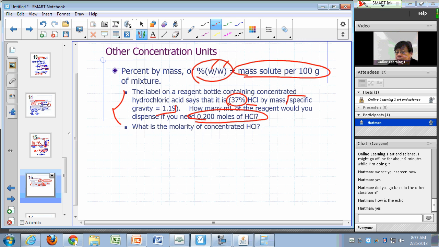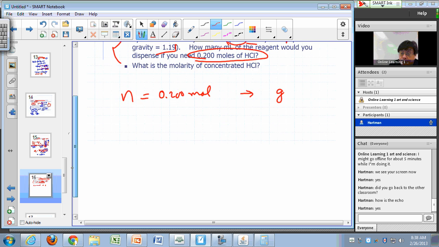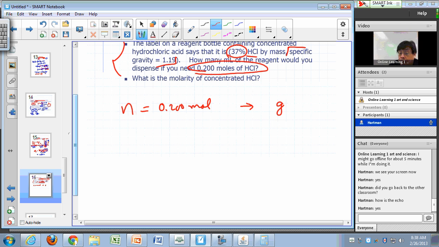Well, let's see. How do you get moles of HCl? 0.200 moles of HCl. Okay. You can convert that to grams first. So how many grams of HCl would you need then? How do you go from moles to grams? You need molar mass, right?